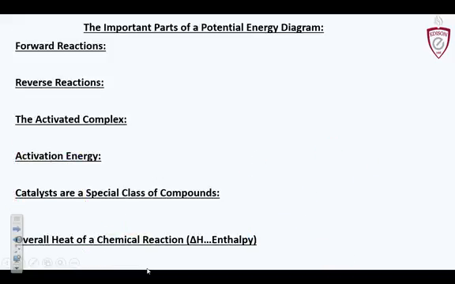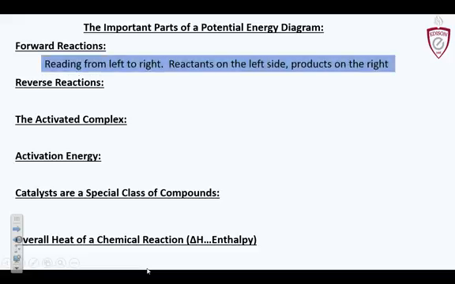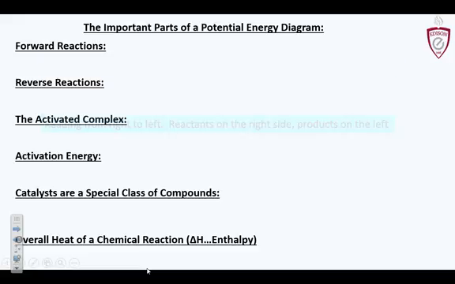So let's just define some of these things before we go ahead and label them up. Forward reactions are read from left to right, reactants on the left side, products on the right. These are what you're familiar with. These are all the chemical reactions that we've seen all year. The arrow points to the right. Reactants make the products.